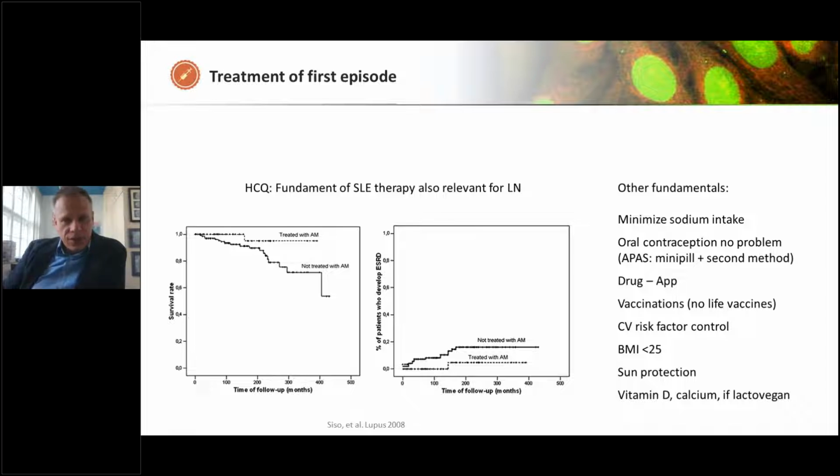Minimizing sodium intake is the best way to reduce proteinuria. If you don't manage with your ACE inhibitors, don't increase the steroids or immunosuppressive drugs. First, minimize sodium intake. In most of our European countries, sodium intake is crazy, and people need to be advised. It's the best way to reduce proteinuria. Oral contraception is no problem with lupus nephritis, only with antiphospholipid antibodies. I prefer the mini pill as the second method.